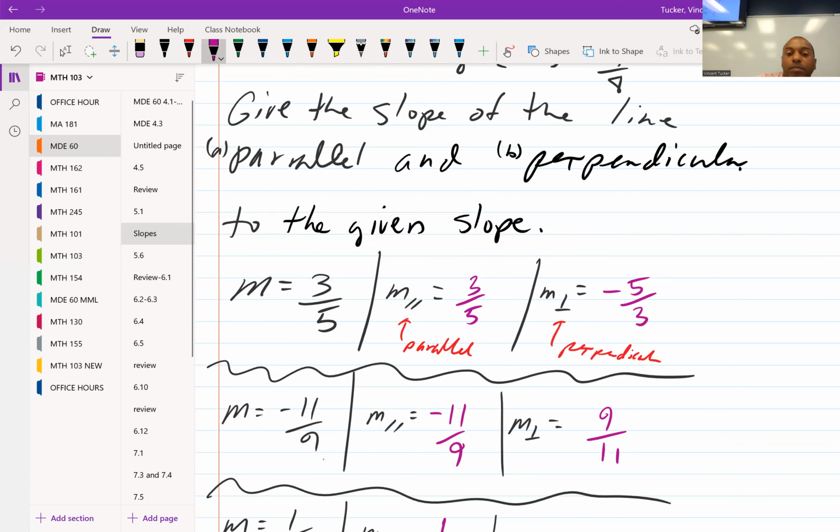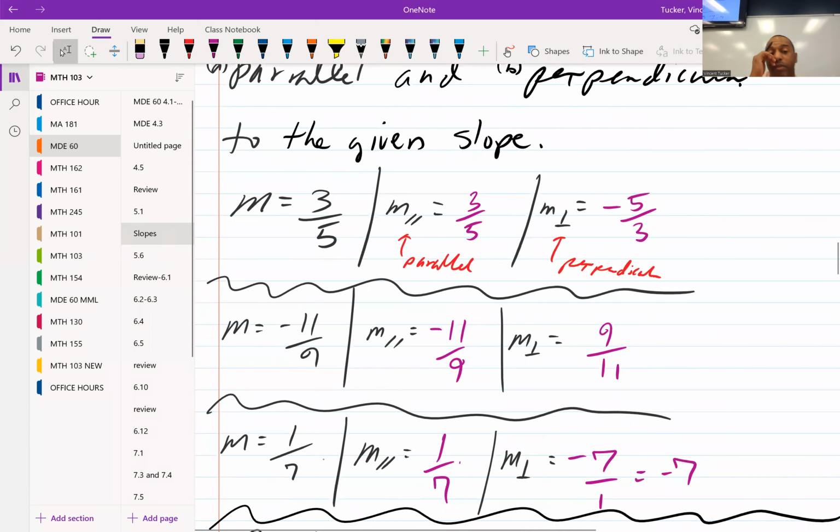All right, and then just one more. If I have 1/7, that's my original slope. A parallel line will have a slope of 1/7. And then you flip that and use the opposite sign, that'll be -7/1, which is just -7.